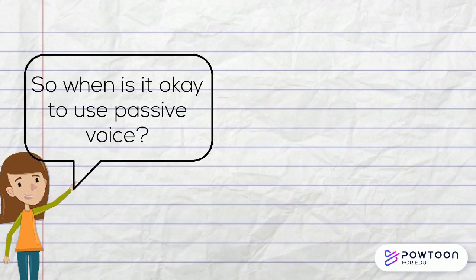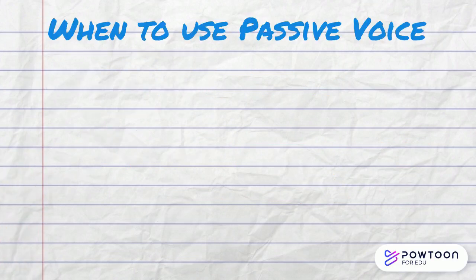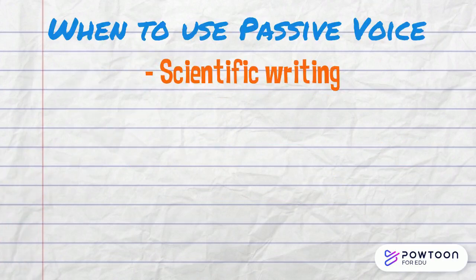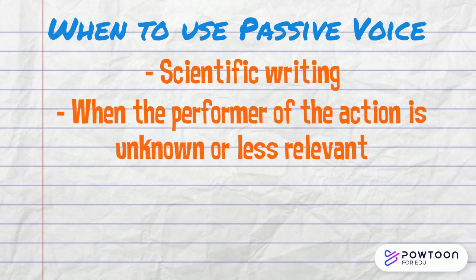There are a few times when passive voice is encouraged. First, in scientific writing. Sometimes it's more important to draw attention to the action rather than the performer of the action. Passive voice is a good way to do this. Also, if the performer of the action is unknown or less relevant than the receiver of the action.